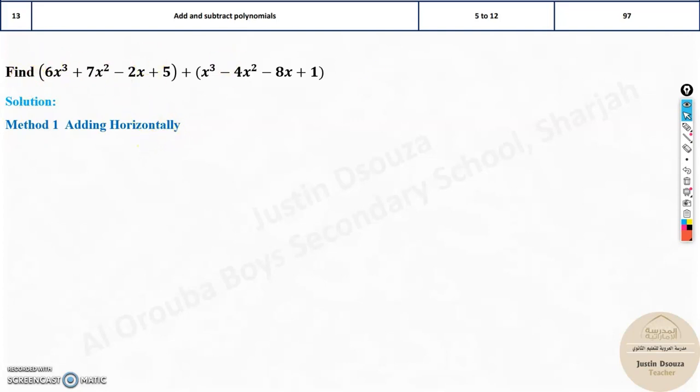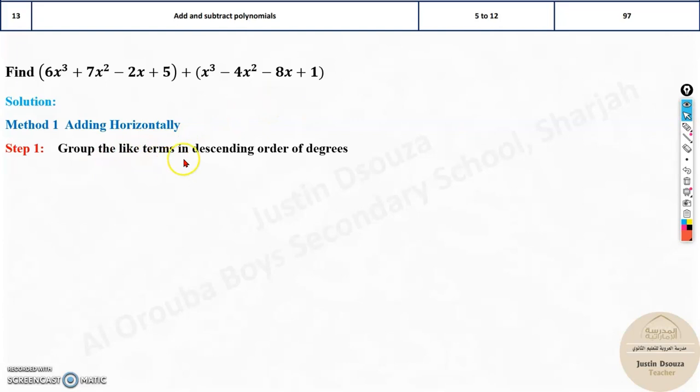Horizontal method is just adding them directly, looking at the like terms. This is the most likely used method, so it's better to follow this. It'll help you in the other type of problems, say subtracting or multiplying and other things. Now here, you need to look into the like terms.